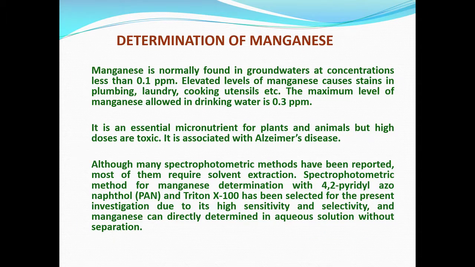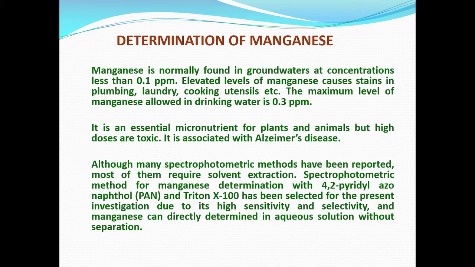And Triton X100 is another reagent that has been selected because it is a surfactant. It is a non-ionic surfactant, and one of the jobs of Triton X100 is to keep the concentration of the micelles in such a way that it does not precipitate. Several surfactants are regularly and routinely used in spectrophotometry nowadays.